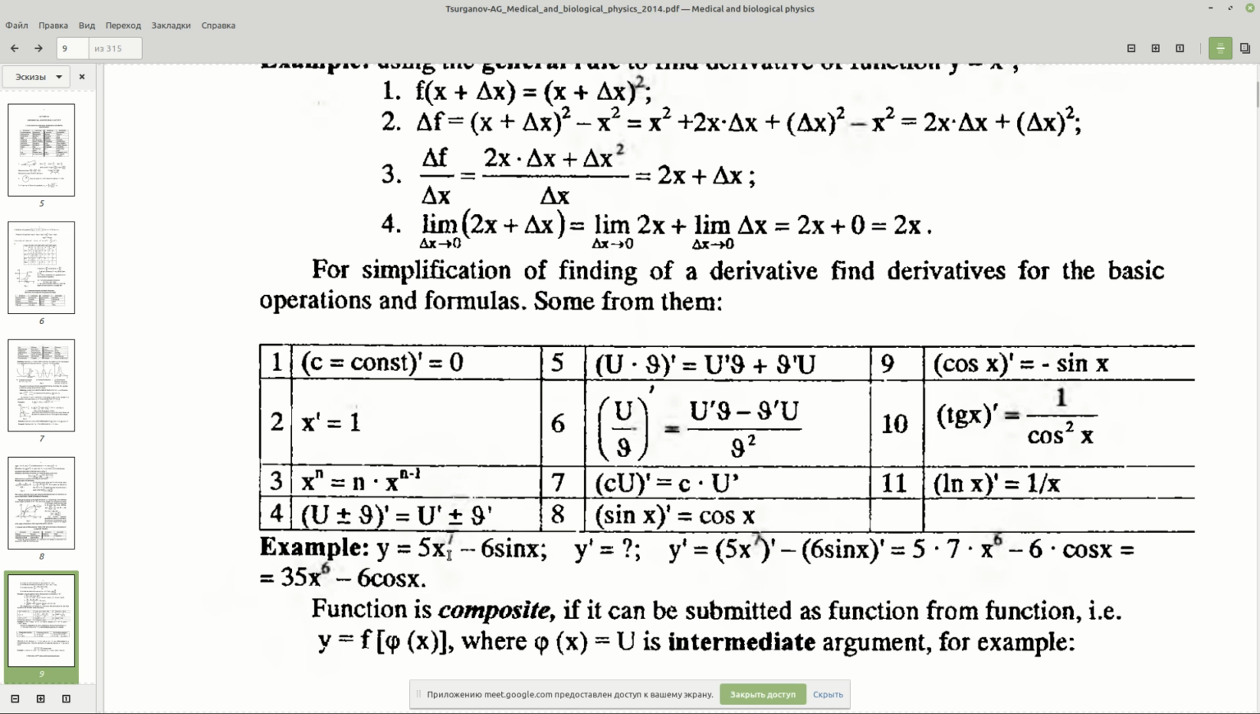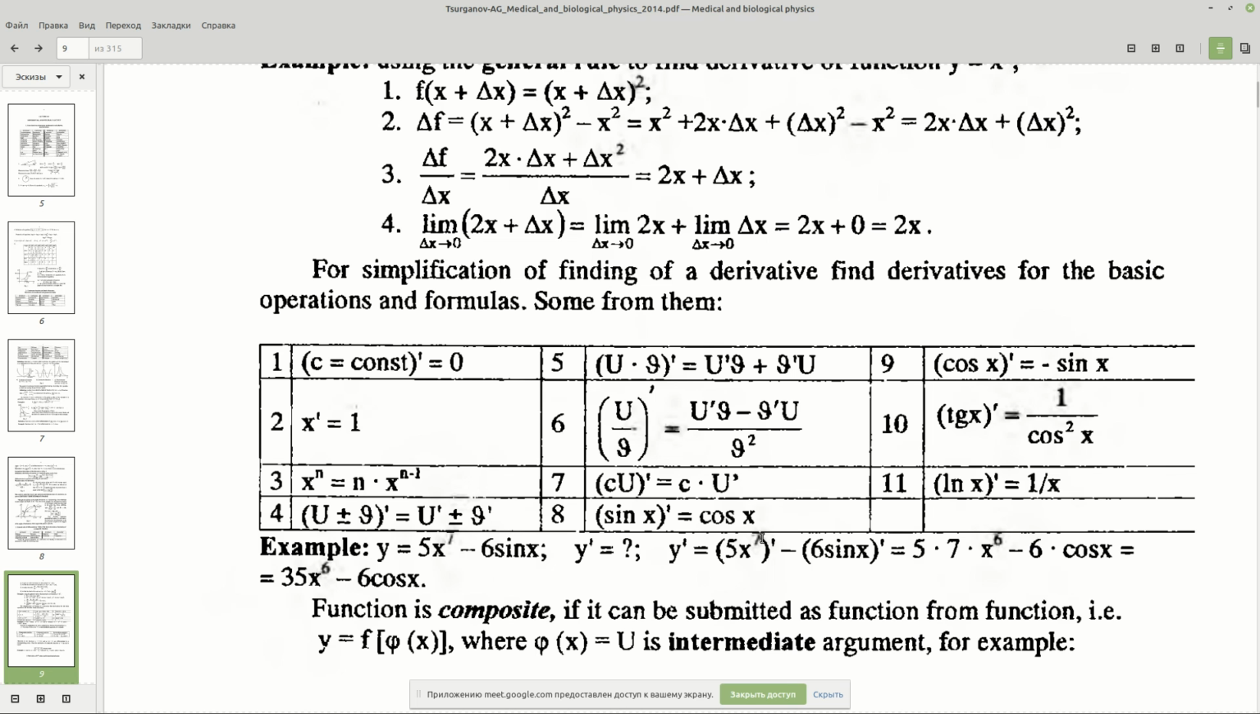So what is the derivative of it? y prime will be equal to the derivative of the first part, 5x to the power of 7, minus 6 sine x, with the prime here meaning the derivative.